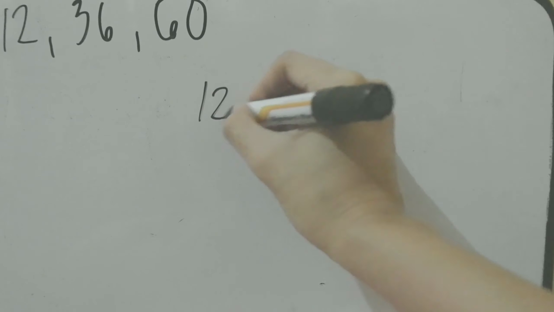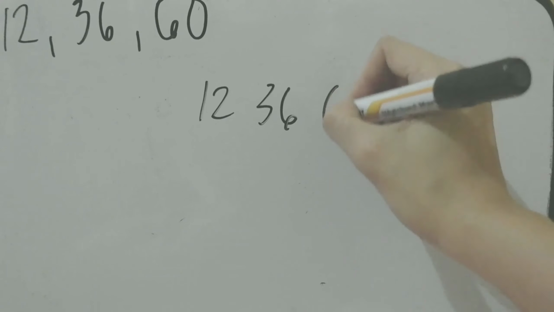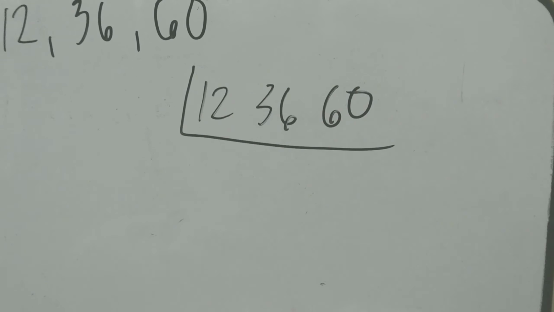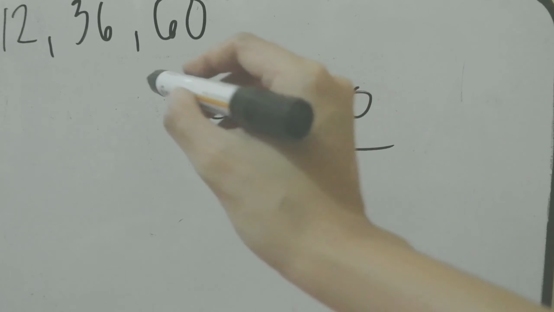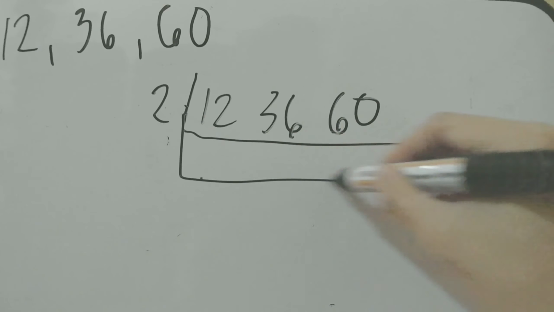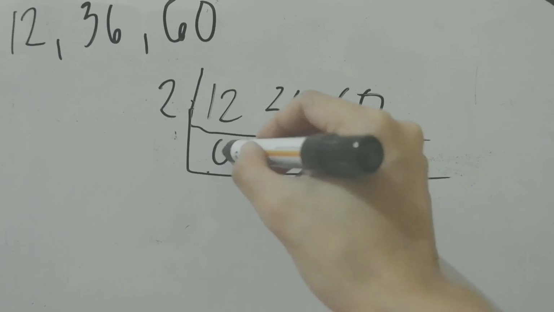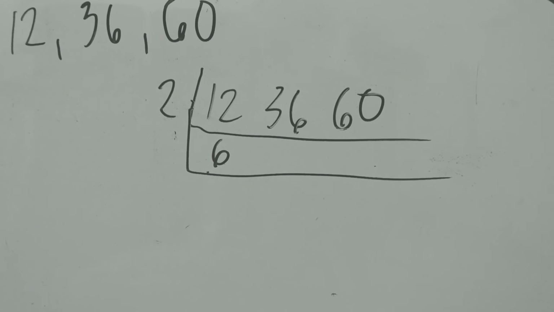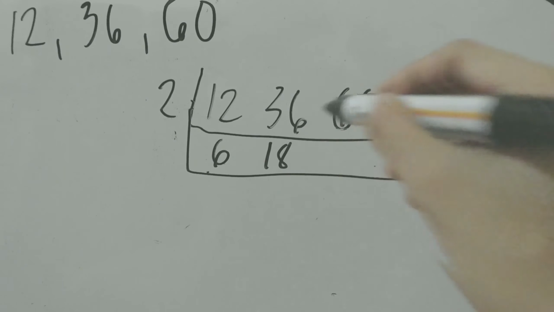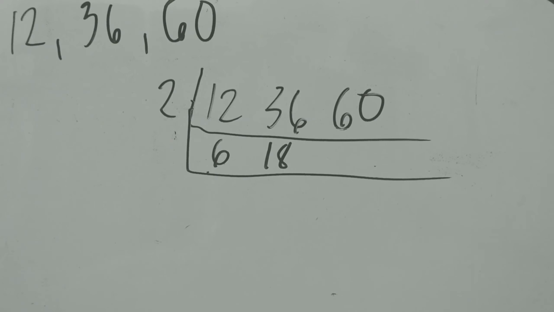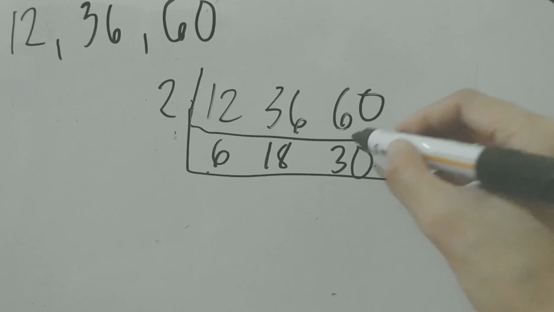Our next example is 12, 36, and 60. Now we are going to proceed with finding the GCF of 12, 36, and 60 using continuous division. So let's divide the given numbers by 2. 12 divided by 2 equals 6. 36 divided by 2 equals 18. 60 divided by 2 equals 30.